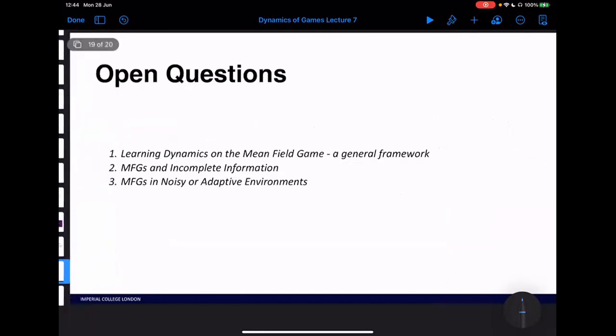Now, that said, there are some open questions in this. There are lots of open questions in this, but I've only listed a few of them. And the reason why there's a lot of them is because this whole notion of the mean field game came about motivated by problems in electrical engineering, in economics, that kind of thing, right?